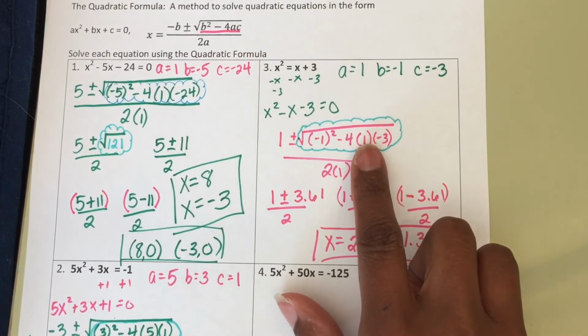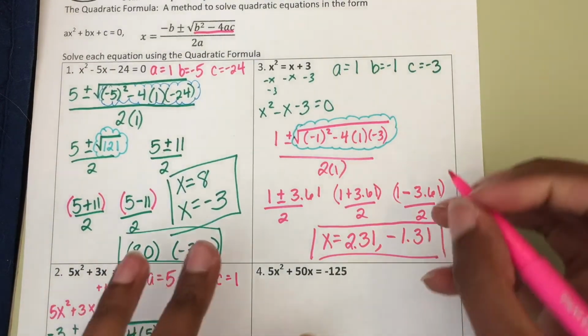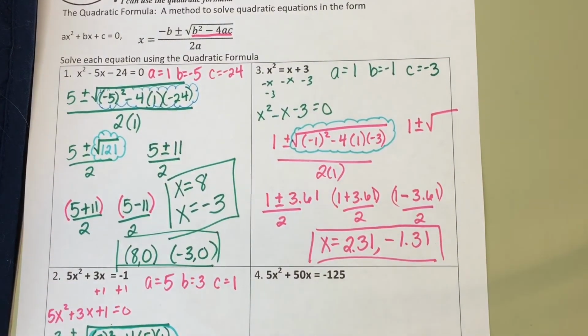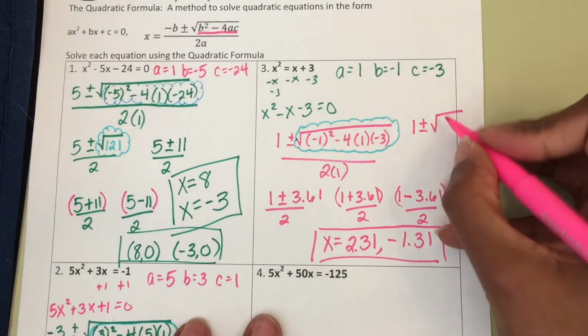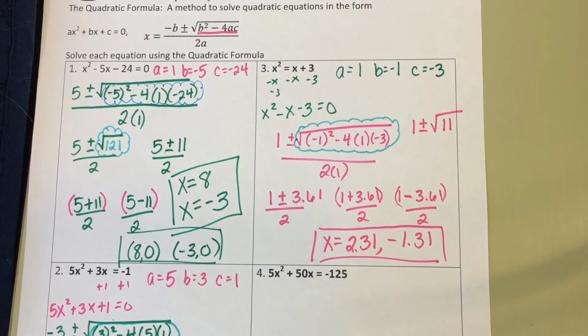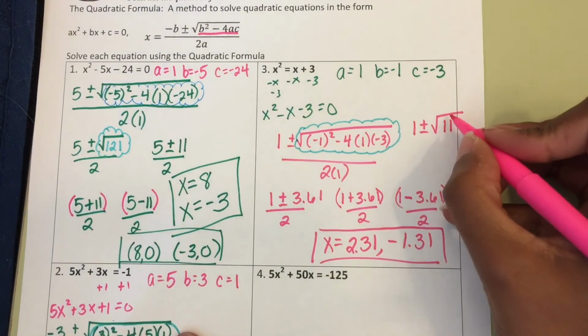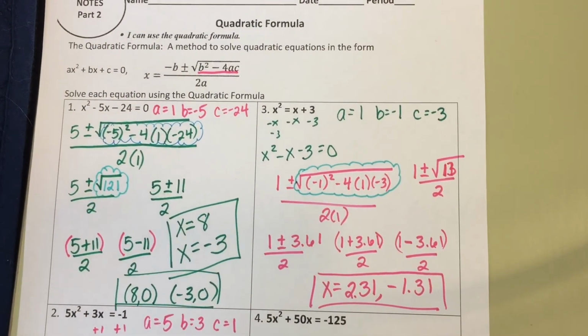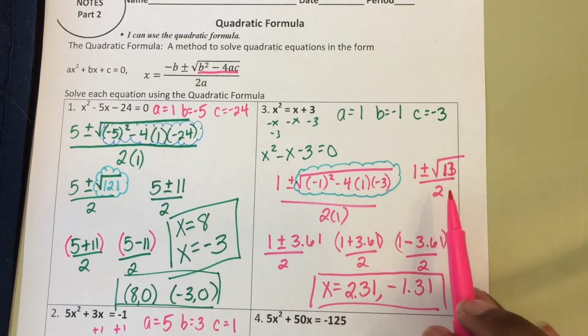For those of you who maybe did this a little bit slower, let me show you what you would have done out to the side. You would have had 1 plus or minus the square root, and then you would have just had an 11. Oh, no, you wouldn't. I'm sorry, I made a mistake. You would have 13. Sorry about that. And then divide by 2. And then again, all you have to do is the square root of 13, and you'll get right back to what we already had here. So if you wanted to slow it down, you could do it this way.